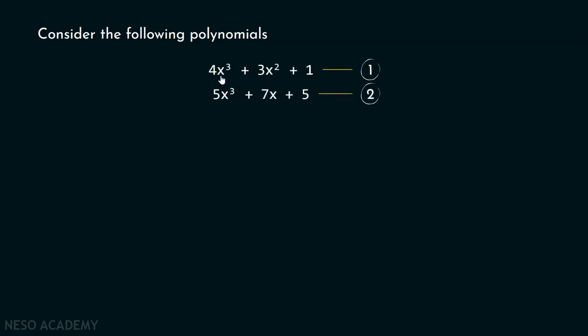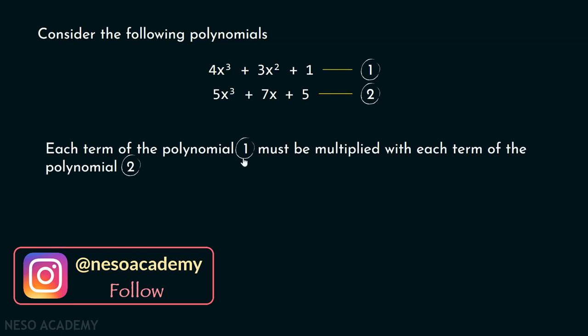Let us suppose we are given these two polynomials, that is 4x cubed plus 3x squared plus 1 and 5x cubed plus 7x plus 5. These are the two polynomials, and our target is to simply multiply them. Each term of polynomial 1 must be multiplied with each term of polynomial 2. This is very important: each term of the first polynomial must be multiplied with every term of the second polynomial, and this is how it works.